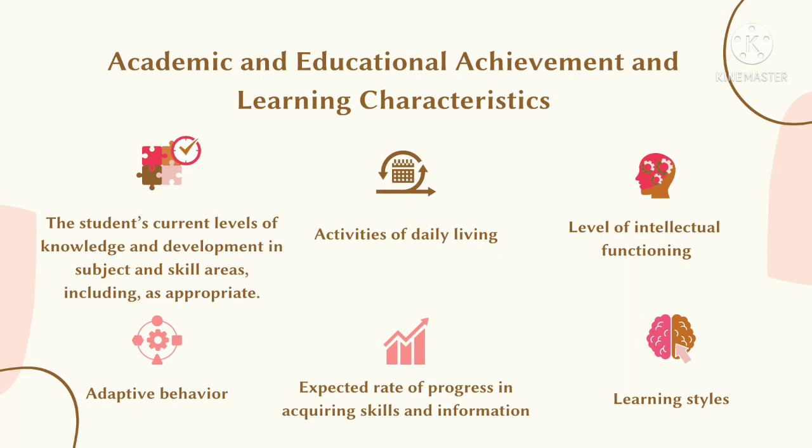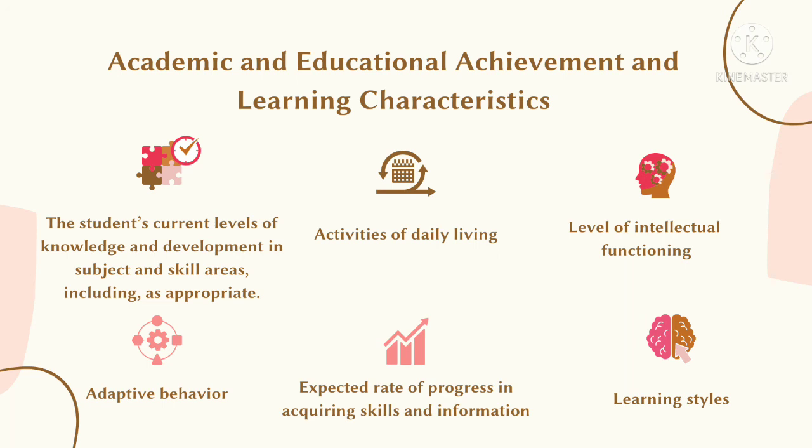The first one is a student's academic and educational achievement and learning characteristics. These include the student's current level of knowledge and development in subject and skills areas, including as appropriate. So this means that in formulation of the IEP, those involved should know the level of knowledge of the student and the student's development or improvement in different subject and skill areas.